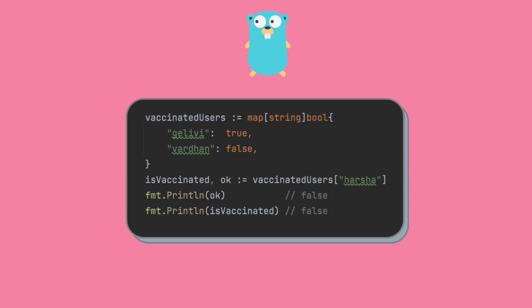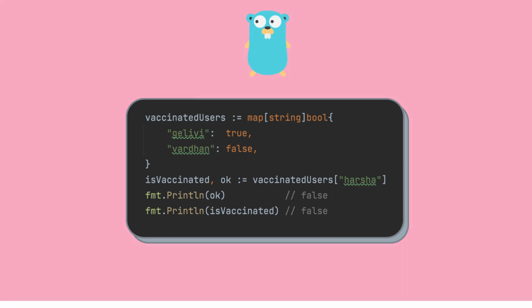Let's store information about whether users are vaccinated as shown in the snippet. When we try to access this map, false is returned when the user is not vaccinated and also when an entry for the user is unavailable. We need a way to differentiate users that are not vaccinated and users whose data is not available. In such cases, we can use two-value assignment to determine if a key is present or not.